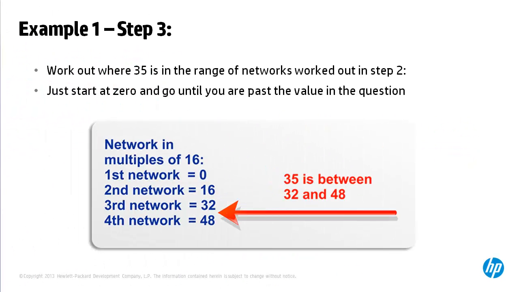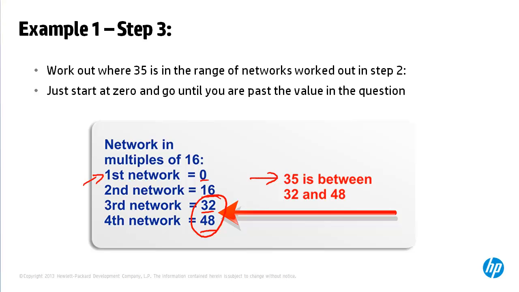The next step is to work out where 35 is in the range of networks worked out in step 2. We worked out that the networks are in multiples of 16. So the first network is 0. The second one is 16. The third one is 32. The fourth one is 48. That means 35 is between 32 and 48. To do this, you just start at 0 and then go on until you are past the value in question.